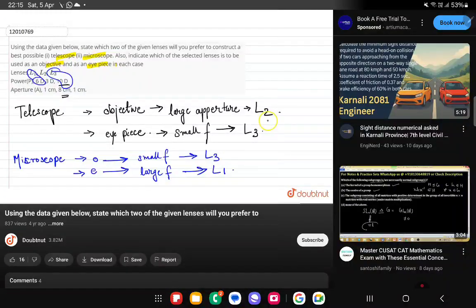So that's about the microscope. In the case of a telescope, you're looking at the sun, moon and all larger objects, so the objective is larger and the eyepiece is smaller. A larger objective means larger aperture. Whichever has the largest aperture is the condition for the telescope. So 8 centimeter, therefore L2. And for the eyepiece, a small focal length, so again you select the 10 diopter, because focal length and power are reciprocals, and so L3. I hope you understood this answer. So let's continue with the next question.